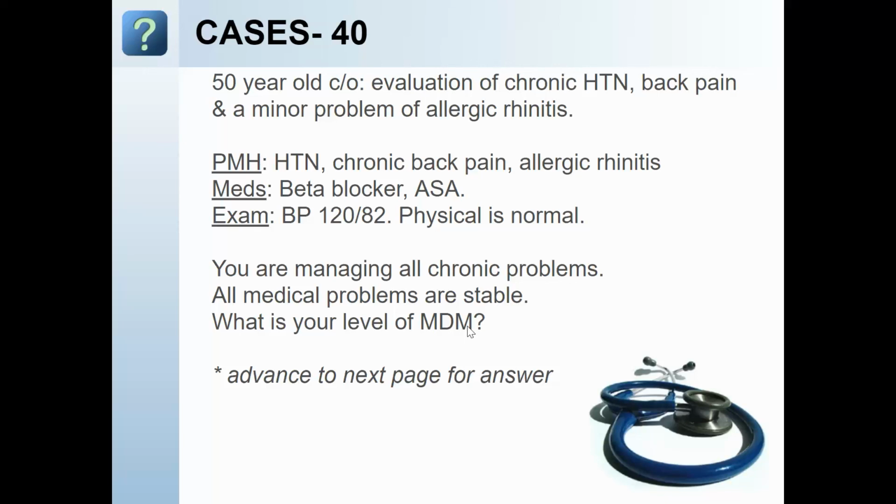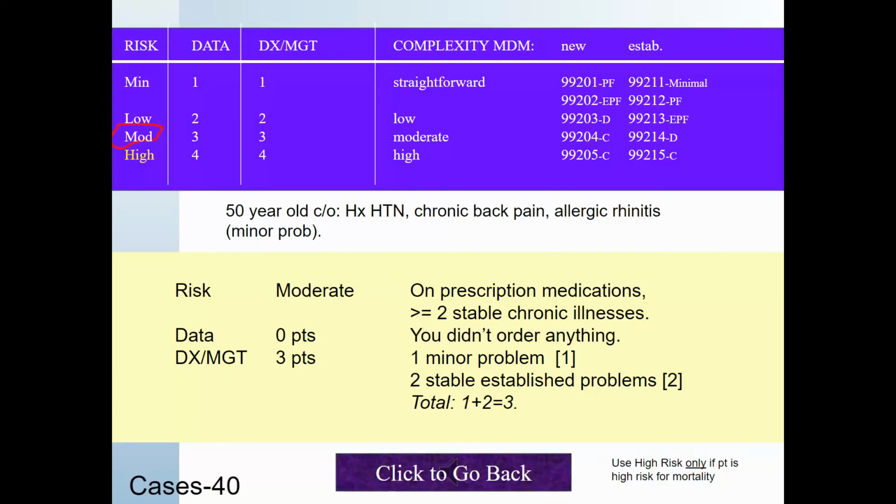Let's see how this codes out. The patient is on prescription medication, and the patient has 2 or more stable chronic illnesses. Easy, automatic, moderate level risk. We don't order anything, again, so our data section is 0.